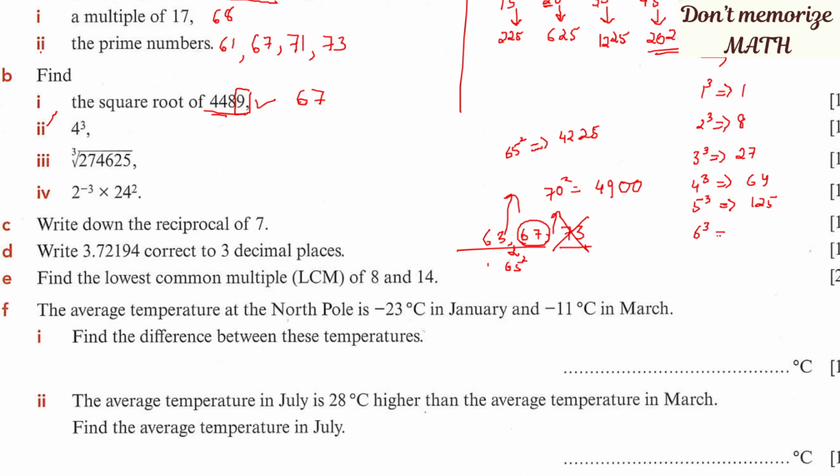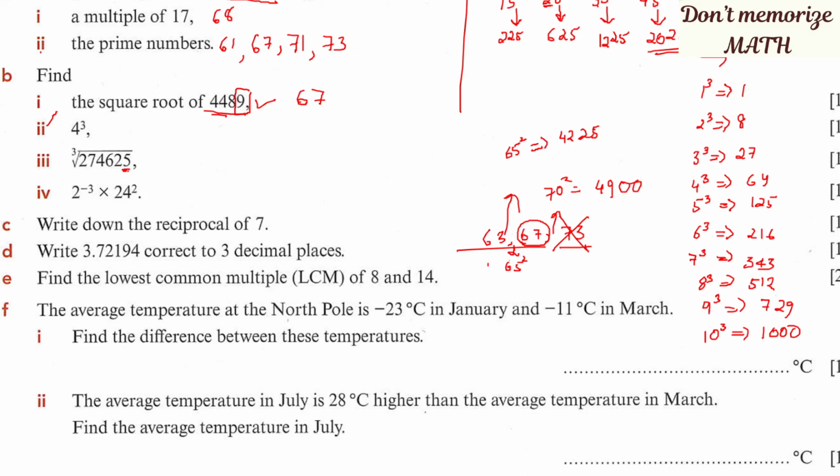6 cube is 6 times 6 times 6. You will get 216. 7 cube is 343. 8 cube is 512. 9 cube is 729. And 10 cube is 1 and 3 zeros. So here we need to find the cube root.